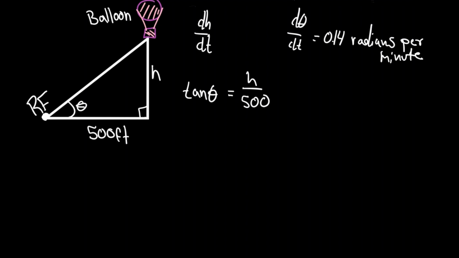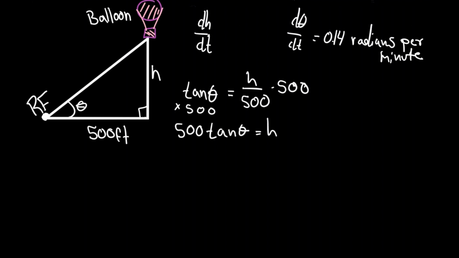So now we can differentiate implicitly. We can find a derivative with respect to time. What I do want to do to make this much easier is solve for h. Or more specifically, we want the derivative of the height, the rate of the height increasing. So I want to isolate h. To do that, I want to multiply each side by 500. So we have 500 times tangent of theta equals h.